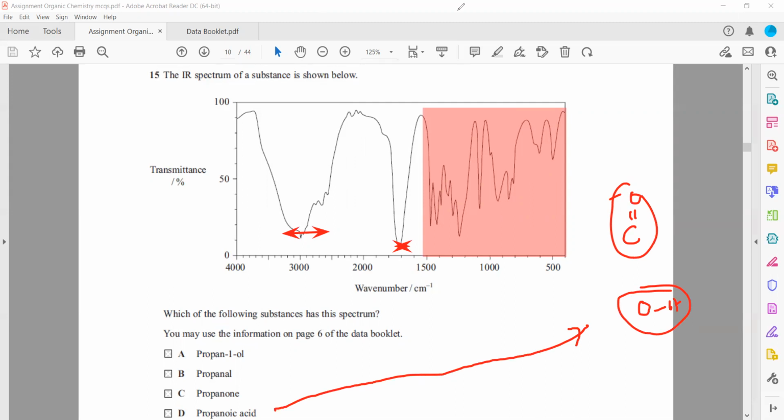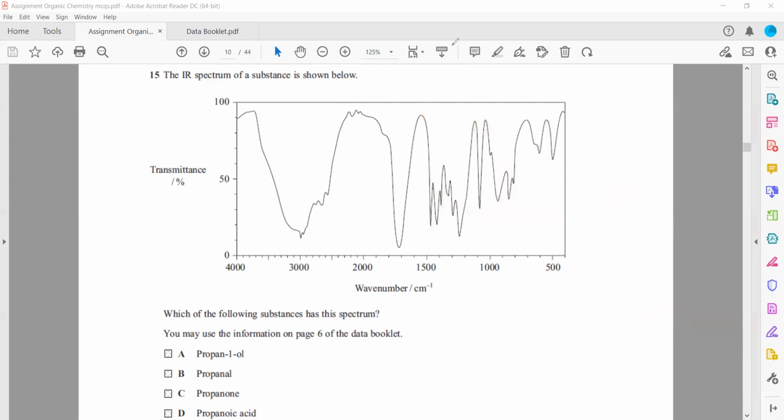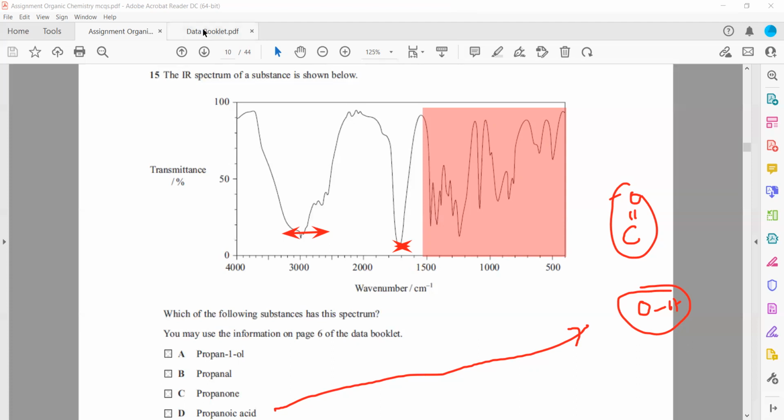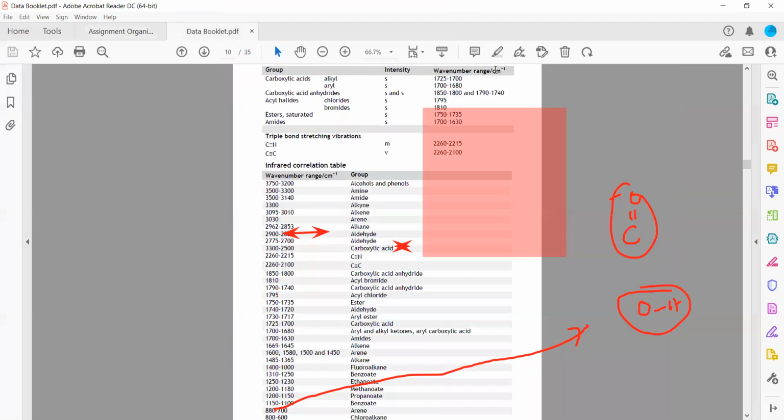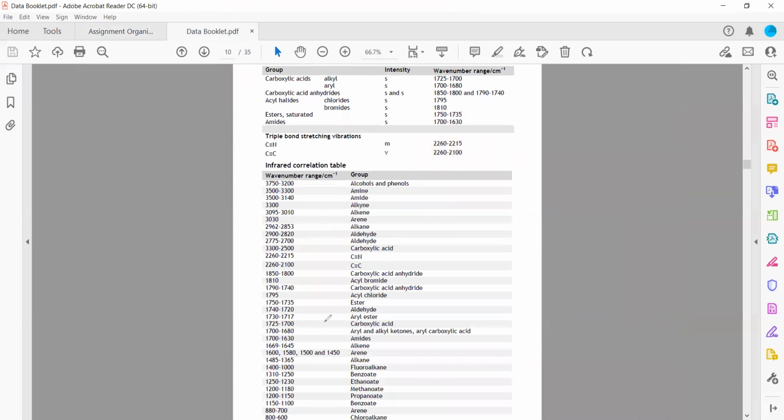But we'll confirm this using the data booklet, page number 6. When you check for carboxylic acid, look at the wave numbers. These are the ranges given for wave number in the infrared correlation table.